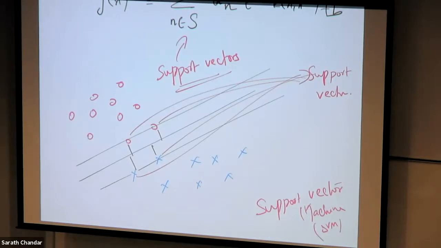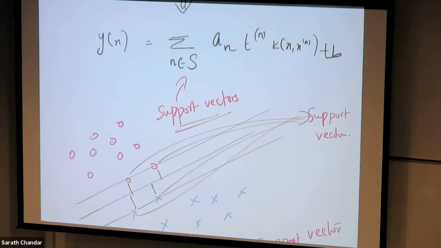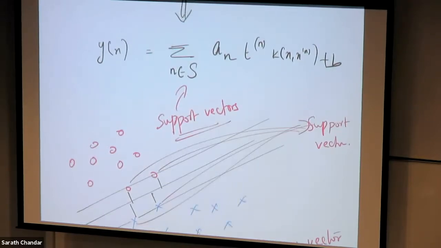Any questions? Now, there is still one thing missing. How do I find b? I only have a from the dual problem. So how do I find b? Any idea?